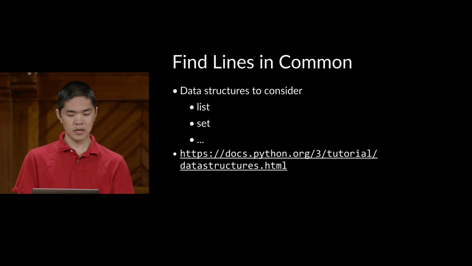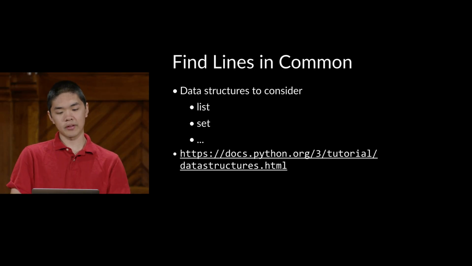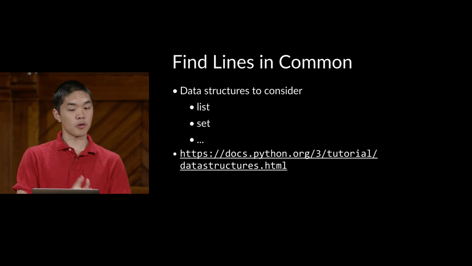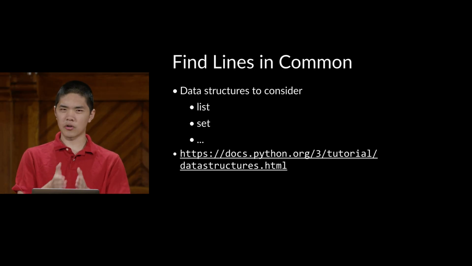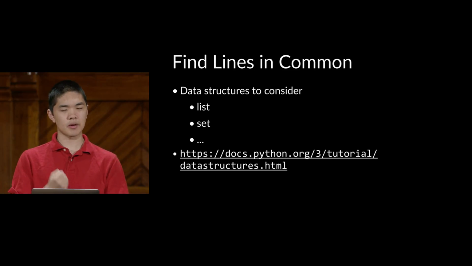It's up to you. But you might want to take a look at this part of Python's documentation, which explains some of the common Python data structures that might prove helpful to you as you think about what algorithm to use and what data structure to consider as you think about how to find which lines are present in both A and B.